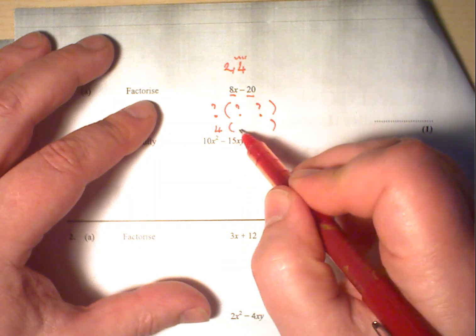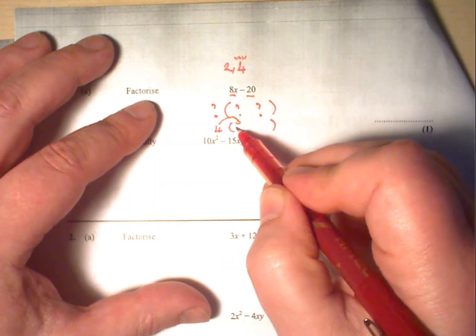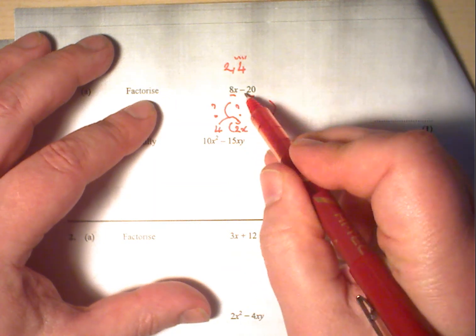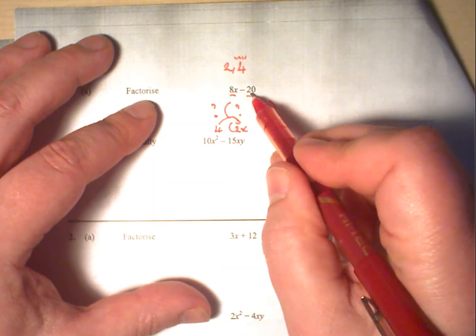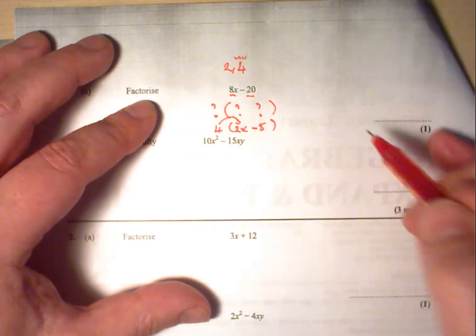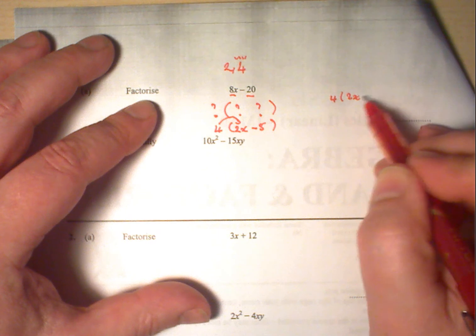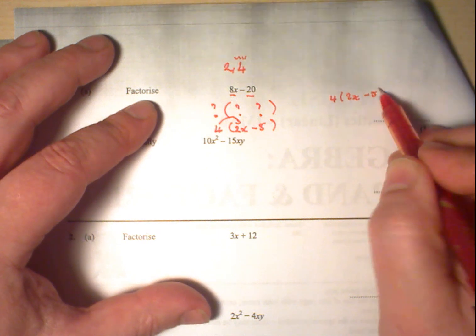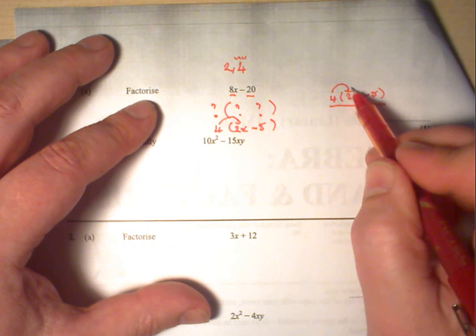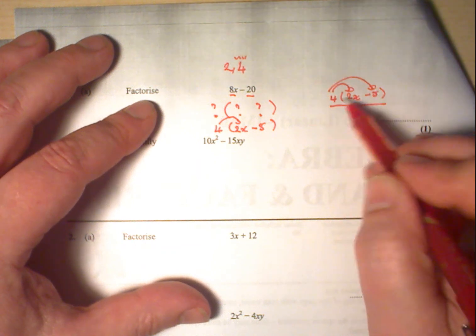4 times what gives you 8x? Well, that's going to have to be 2x. And what multiplies with 4 to give you minus 20? Well, that has to be minus 5. Now, you absolutely do not need to get stressed about this. When you've guessed your answer, expand it, in other words, multiply it back out, to double check you've got it right.